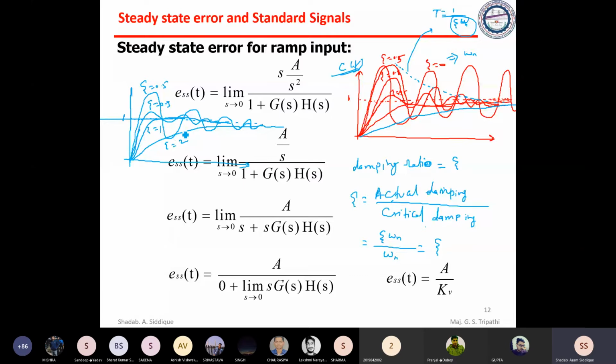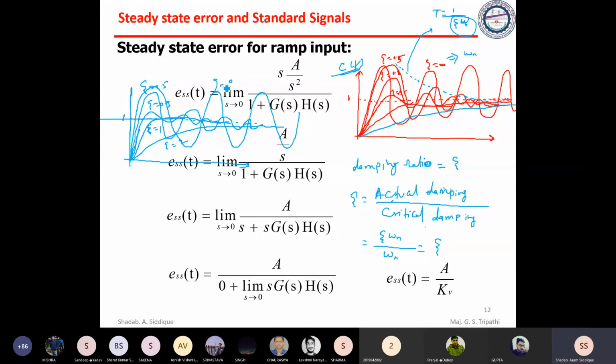So increasing the zeta value from 0.5 to 2, we can see the damping is improved. So zeta is equal to 1 is called a critically damped system. And if zeta is equal to 0, that means there is no damping at all. That is called undamped behavior. So undamped behavior is zeta is equal to 0.